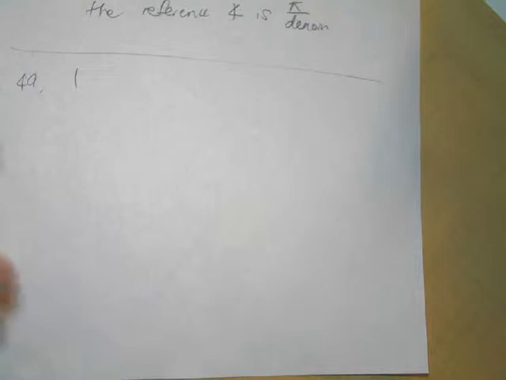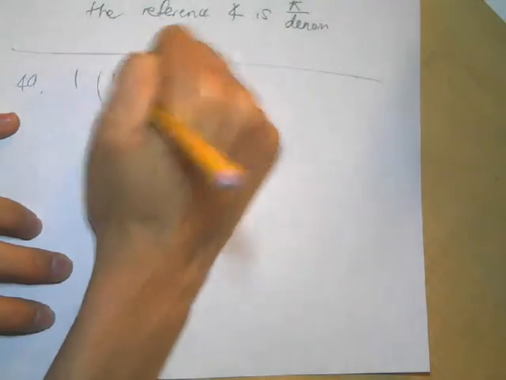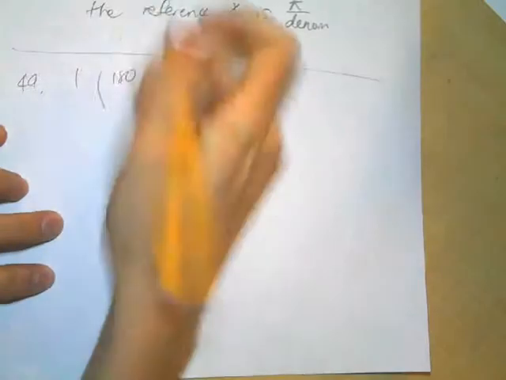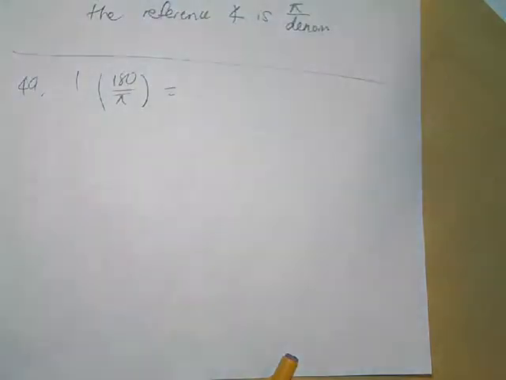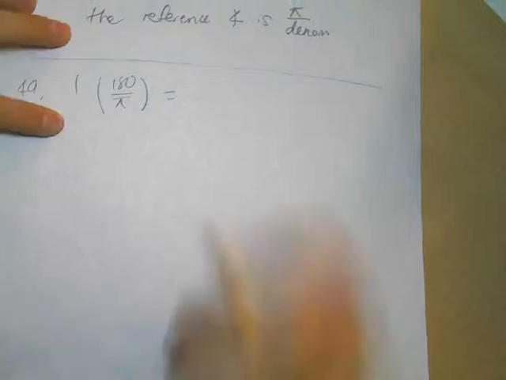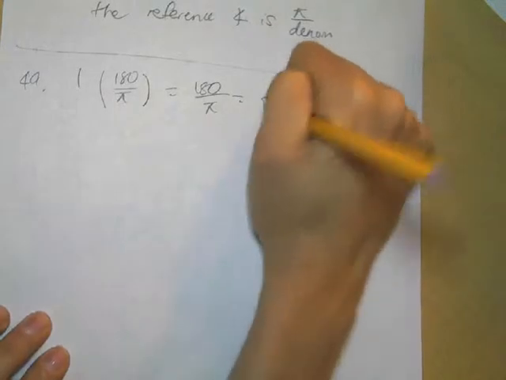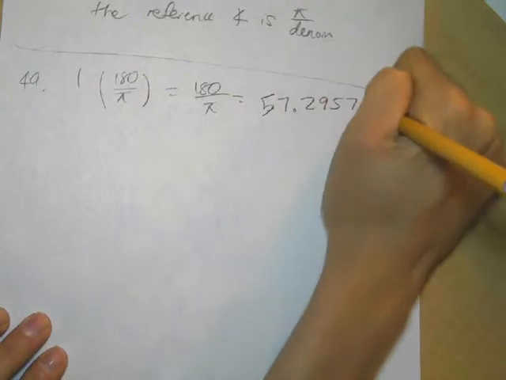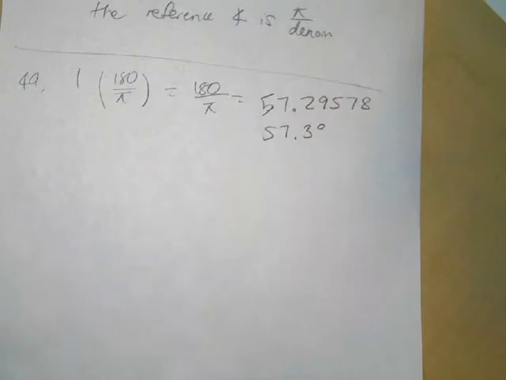So what do you do to convert to degrees? You multiply by what? Over? Yes, 180 over pi. So all they want you to do is put this in your calculator and round it. So 1 times 180 over pi would equal 180 divided by pi, which is 57.29578 degrees, but they want you to round it to the nearest tenth, so 57.3 degrees. That was easy enough, right?